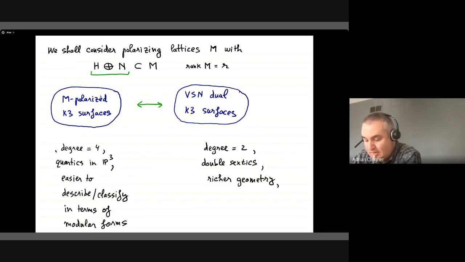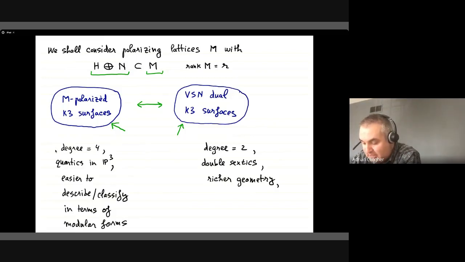So what I wanted to talk about is to consider the case where the lattice polarization is an overlattice of H plus the Nikulin lattice. So a lattice capital M that contains H plus Nikulin, but perhaps is much higher in rank. And then the question I would like to explore is, I want to understand the moduli spaces of these M-polarized K3 surfaces, which I discussed from the beginning, but then also see what the duals under the Van Geemen-Sarti-Nikulin duality will be like. And as we will see in a moment, we get quite an interesting situation.